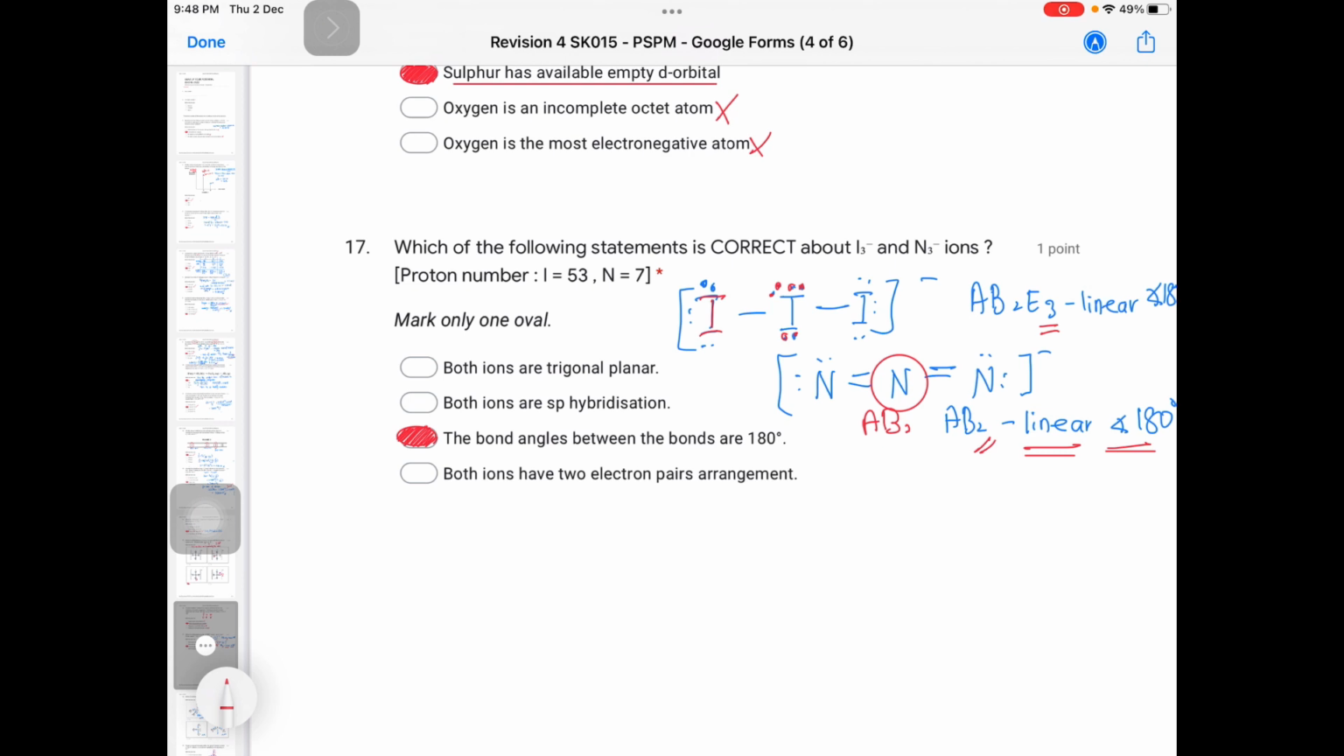Both ions are trigonal planar. So wrong. Both ions are sp hybridization. Wrong. The bond angle between the bonds is 180 degrees. Yes, this one is correct. Both ions have 2 electron pairs arrangement. Two electron pairs, wrong. So the most correct answer is option number 3.